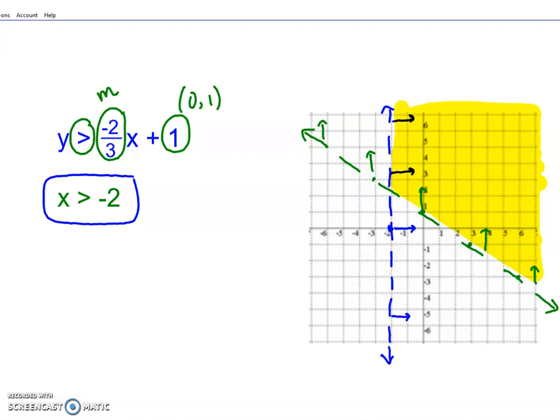So we are shading the solution set for the whole system. That's where both arrows point in.